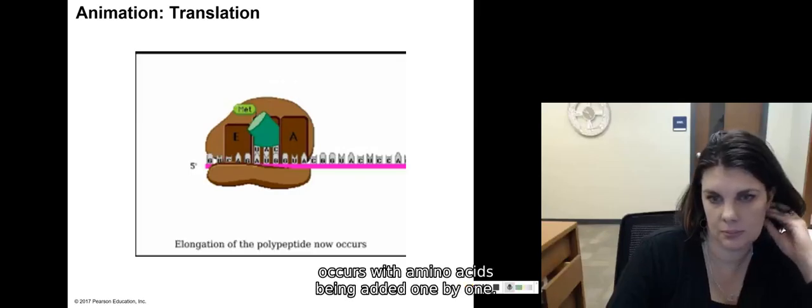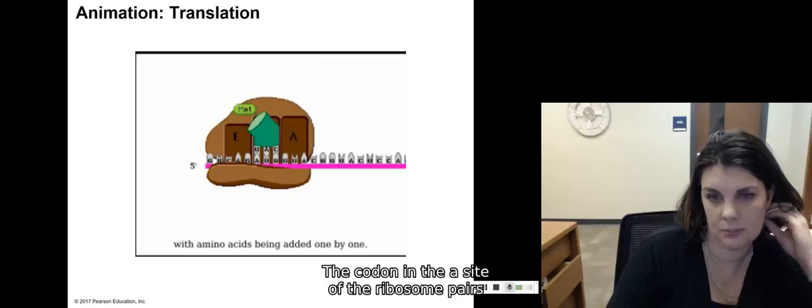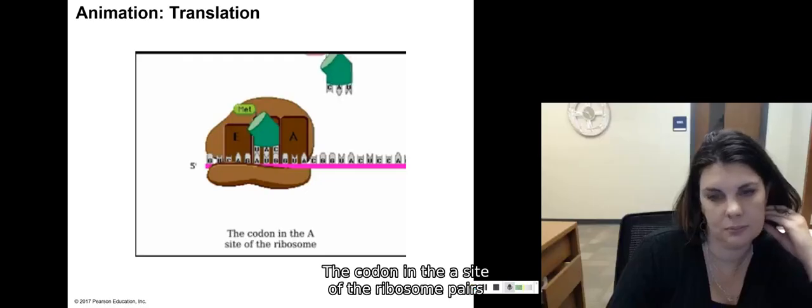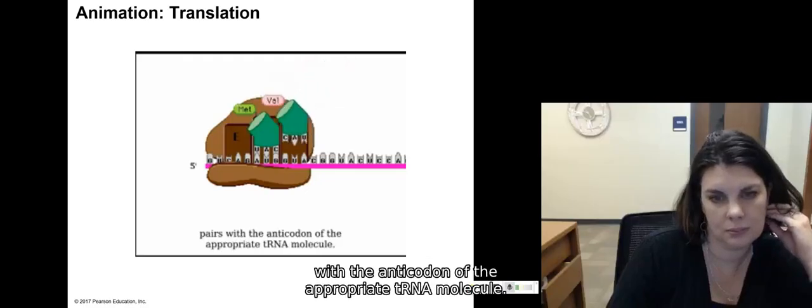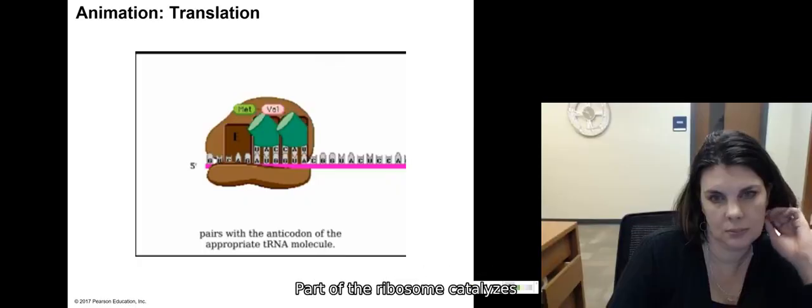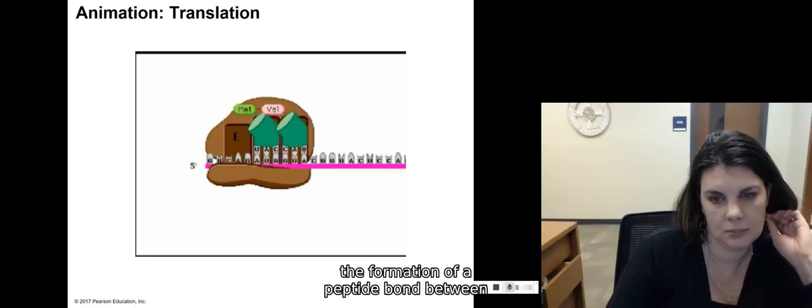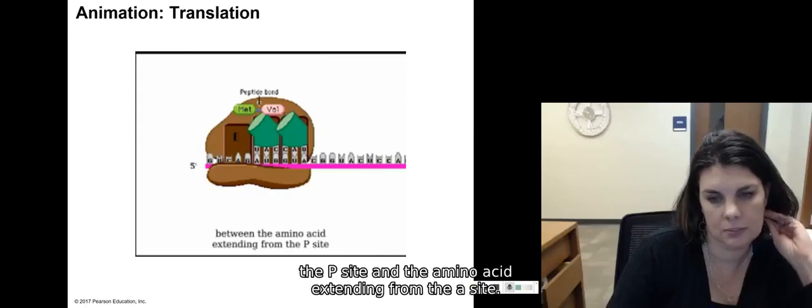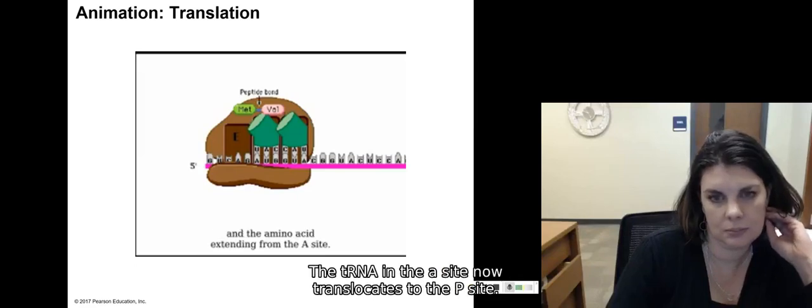The initiator tRNA sits on the P site on the ribosome. Elongation of the polypeptide now occurs, with amino acids being added one by one. The codon in the A site of the ribosome pairs with the anti-codon of the appropriate tRNA molecule. Part of the ribosome catalyzes the formation of a peptide bond between the amino acid extending from the P site and the amino acid extending from the A site.